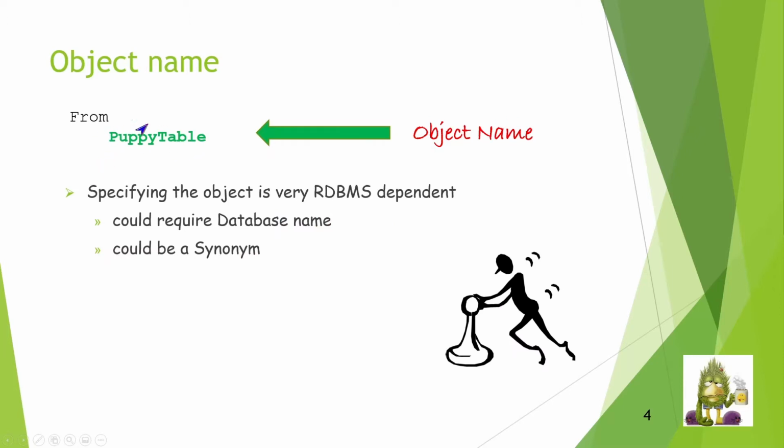Keep in mind that the from clause requires an object name. Again, this could be a synonym depending upon your database RDBMS type. It could also be a view or a table. You also might need to reference this object by putting the database name in front of it. So that goes back to how you name your objects within your database and within your environment.